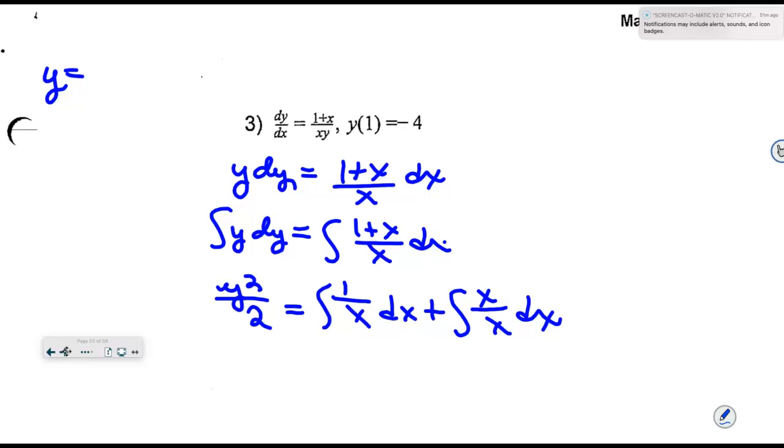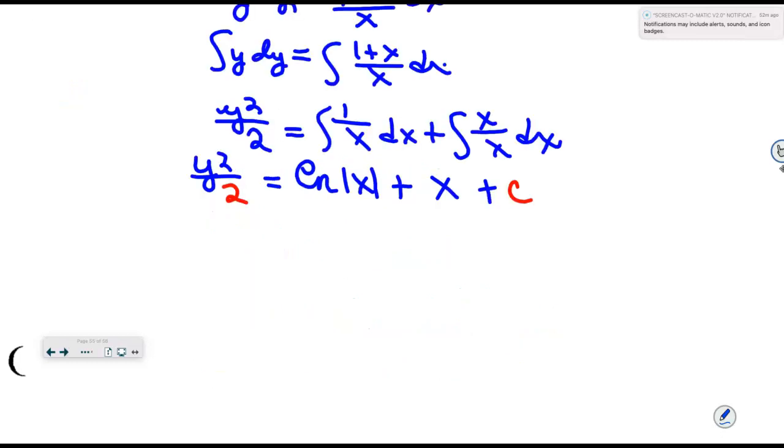Okay, so next up, I still can't find c because I haven't integrated yet, correct? What's the antiderivative of 1 over x? Natural log. Right? So we get lots of those in here. What's the antiderivative of x over x? dx. Yeah, it's just x. Now what do I do? Plus c. Could you go find it right now?